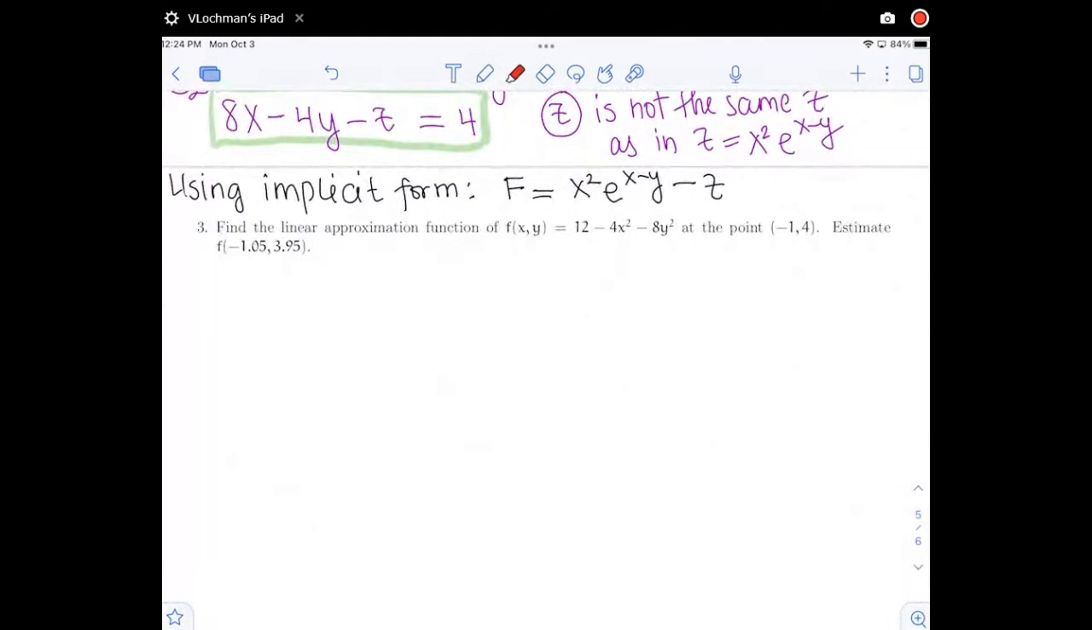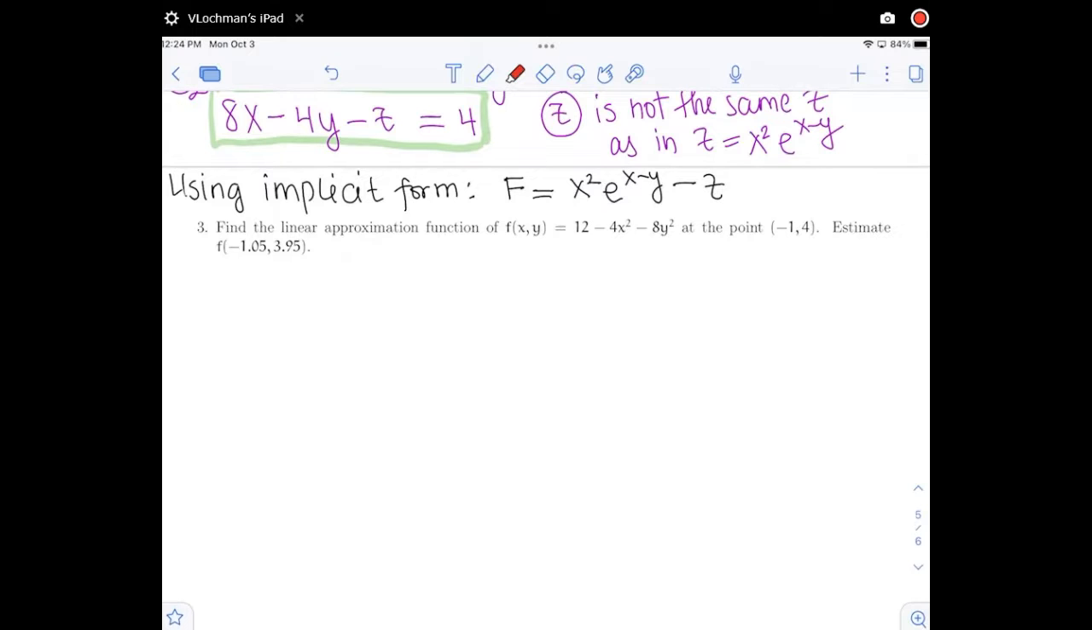This problem says, find the linear approximation for this function: 12 minus 4x squared minus 8y squared. Again, in practice, you wouldn't do this because this is a simple enough function to just work with, but the idea is the same. We would apply this to functions that are a lot more complicated. And we have the point (-1, 4).